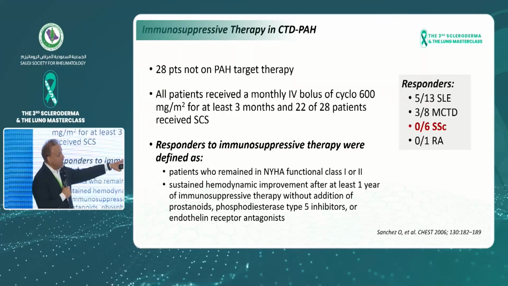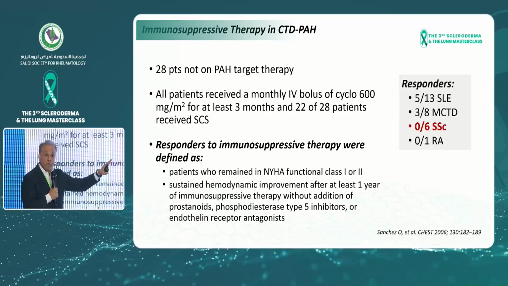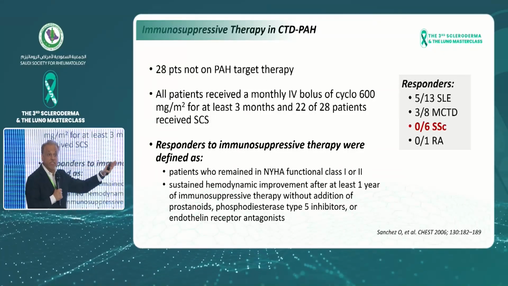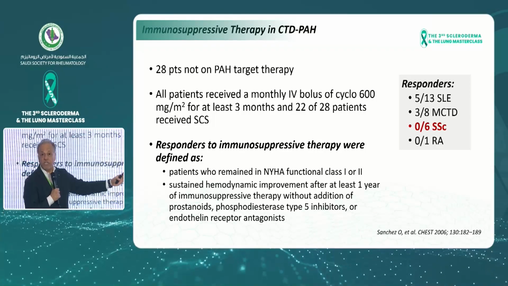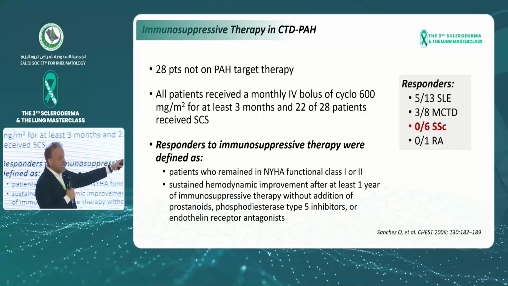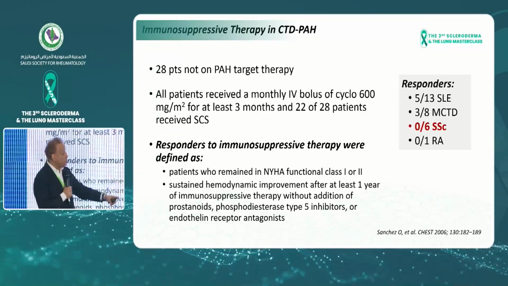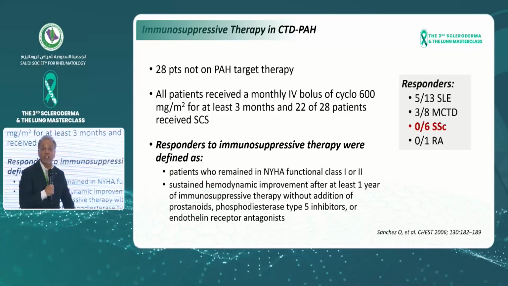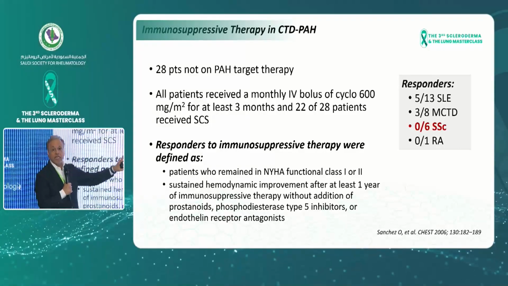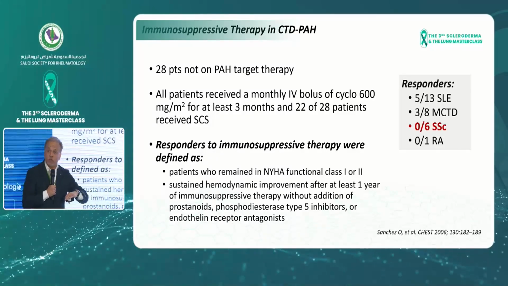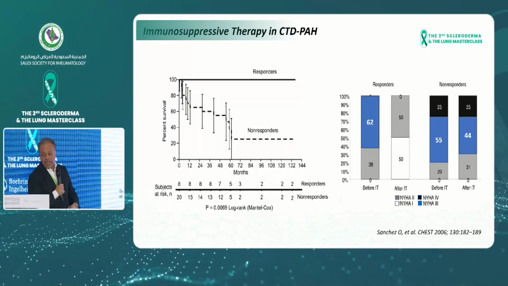And what they found is that about 40% of patients with SLE or mixed connective tissue disease improved significantly with immunosuppressive therapy, but not patients with scleroderma. None of the 6 scleroderma patients improved with immunosuppressive therapy. There was 1 RA patient, who again did not improve. So that study at least showed that there is probably a role for immunosuppression, but not in scleroderma, maybe in SLE and other CTDs.